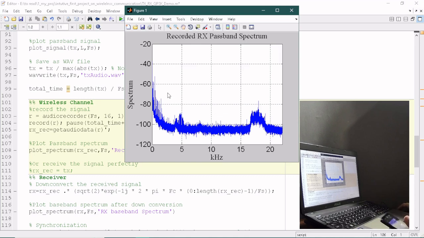Notice how we got very little power around this frequency. It's almost near zero, or near the noise, because our phone was very far away from the receiver. So let's start again and do the receiver algorithm after that.